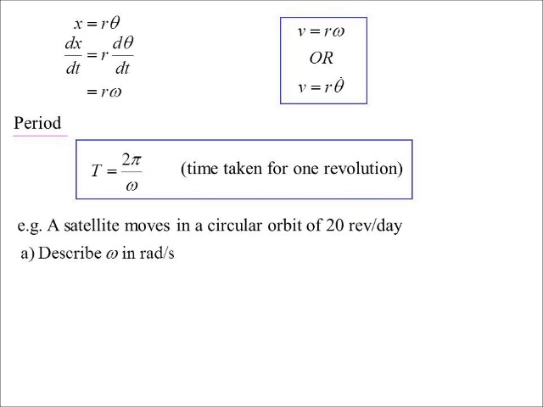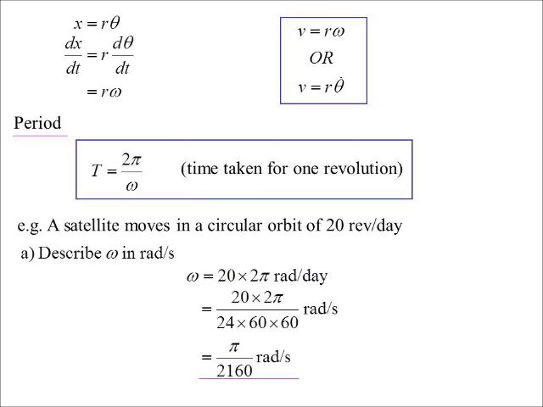All right, so our satellite up there in the sky somewhere, it's got a circular orbit of 20 revolutions per day, so find that in radians per second. So all right, that's 20 times 2π radians per day, which then if I divide it by 24 times 60 times 60, it will give me radians per second. We end up with π on 2,160 radians per second.